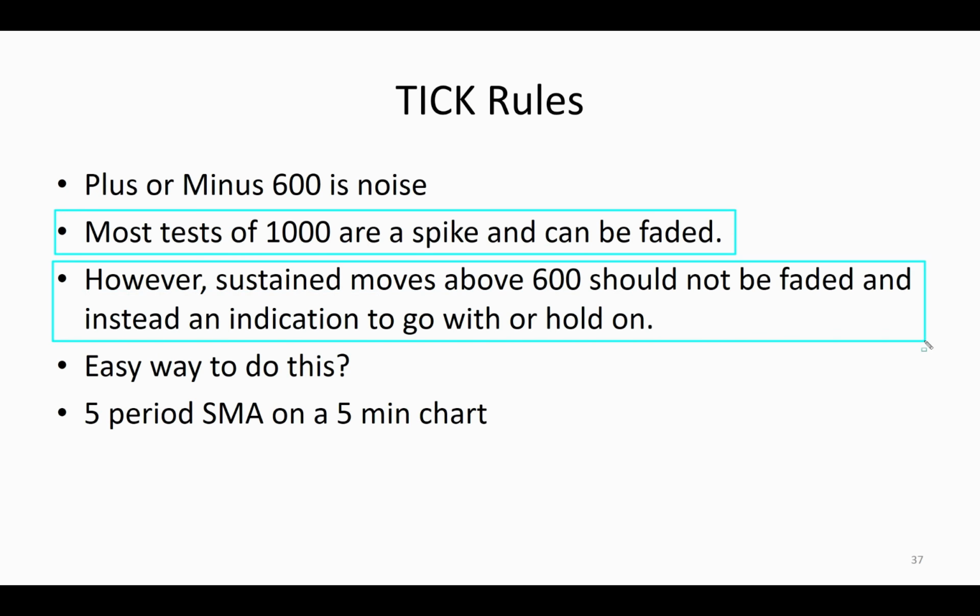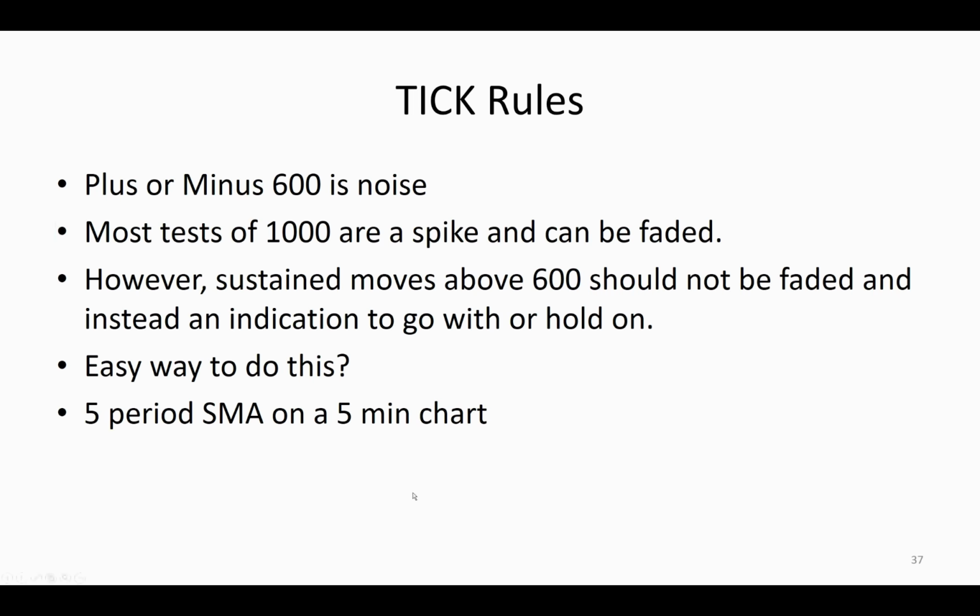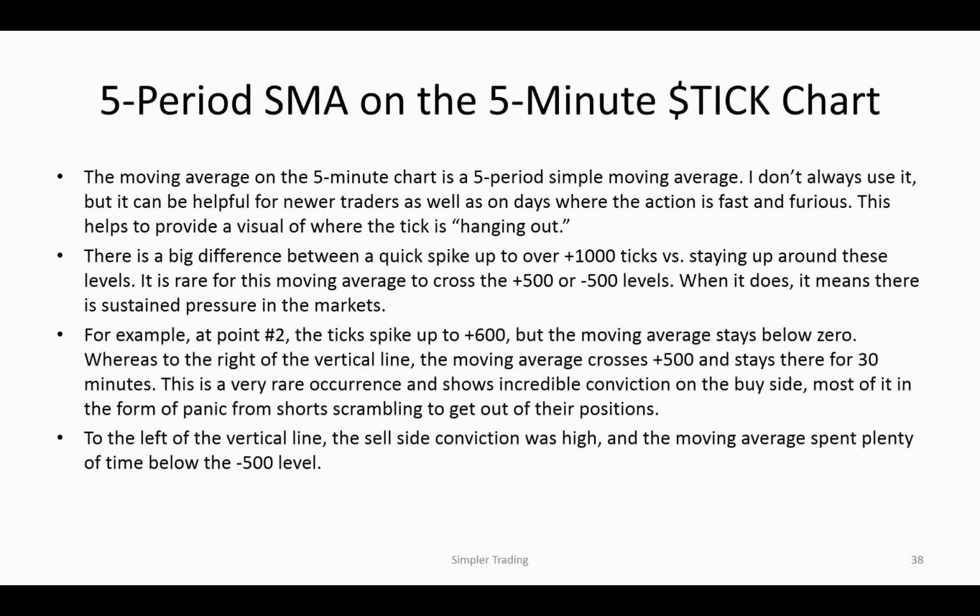Now, I know that is vague and is probably tough to do unless you've had a lot of experience looking at the internals, so I found an easy way to do this. A really easy way is to use a 5-period simple moving average and stick it on a 5-minute chart. So how does that work? I'll show you the chart here in a second: a 5-period moving average on a 5-minute chart of the tick.